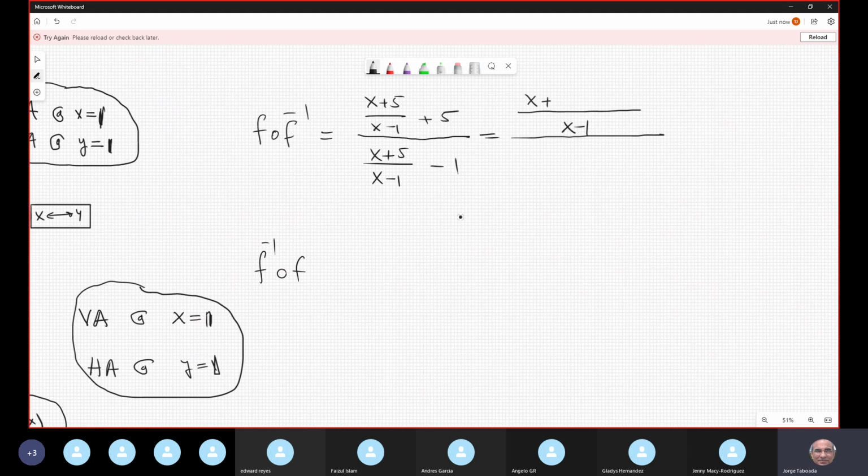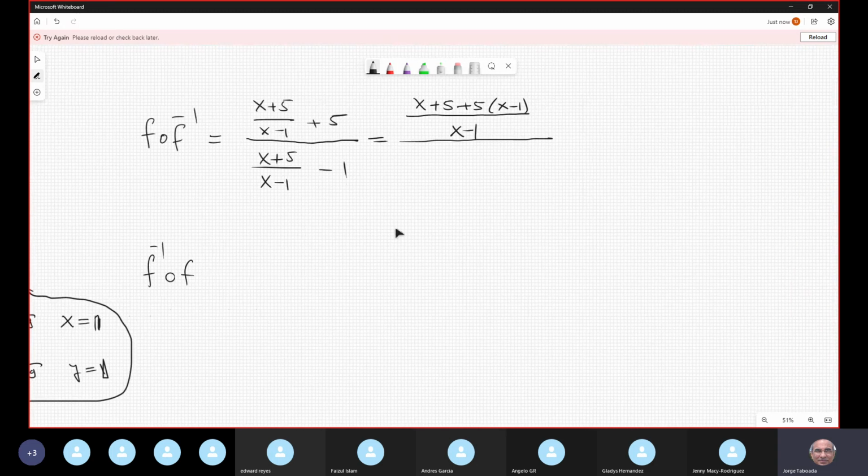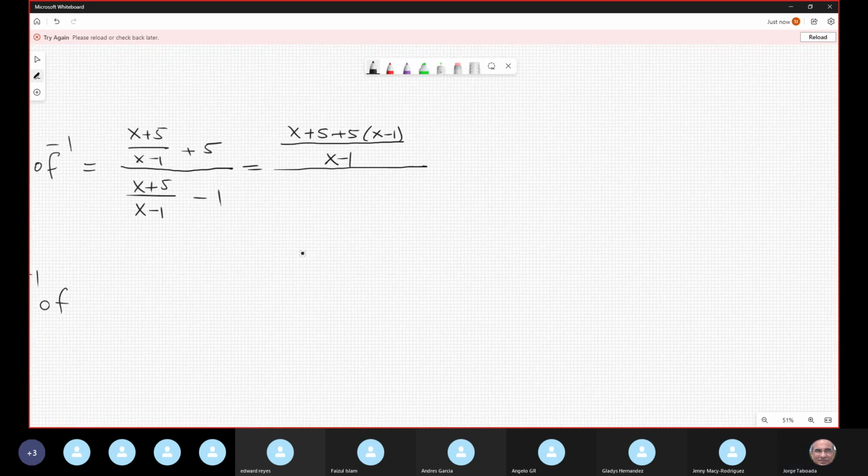It's x plus 5 times x minus 1, something like that. But no, we continue. Why not? Doing the numerator part. I forgot for a moment the denominator part. Okay, so now we have x minus 1 times x plus 5, plus 5x minus 5. Distributed here, no? Oh, at least that part cancels.